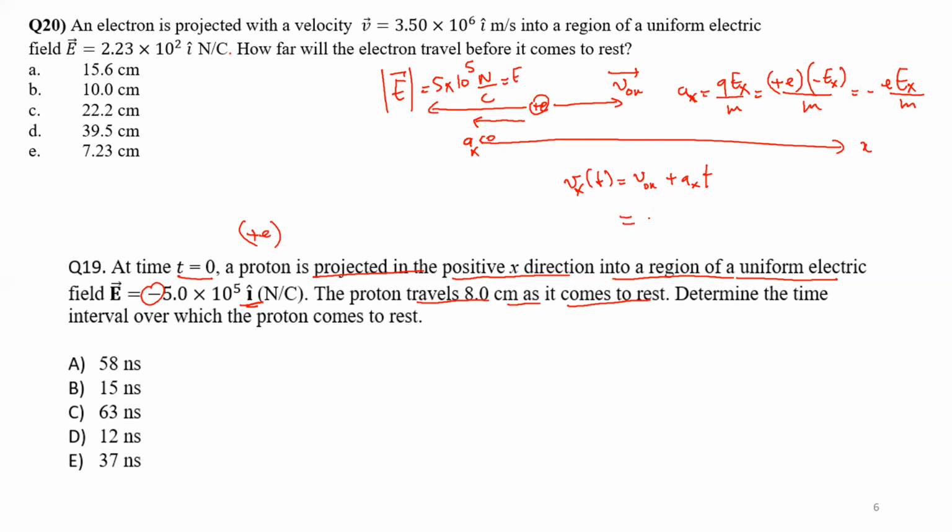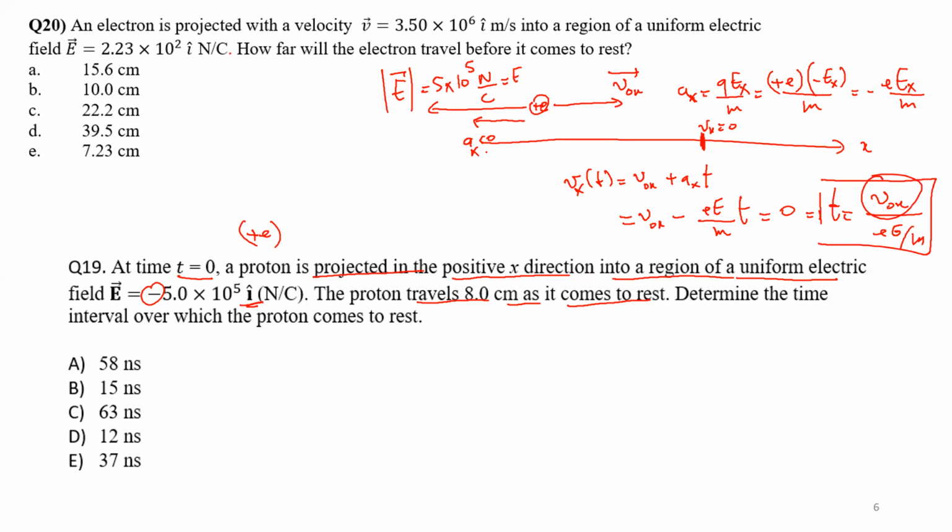So I will have what? v naught x minus eE divided by m times t. When I come to rest, of course, my vx is 0, so this should be 0. And the time will be what? v naught x divided by eE divided by m. But the problem here, I did not give you directly v naught x. So how do we get v naught x?